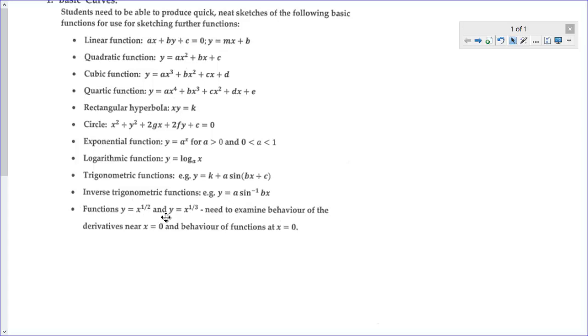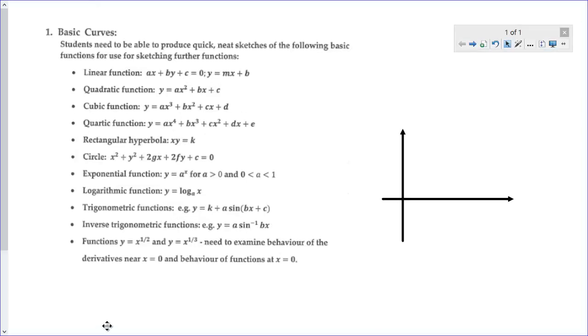Functions of the form y equals 1 over x, y equals x to the power of a half, and y equals x to the power of a third. Now, it's important to know what happens with these graphs as we approach x equals 0. And we're specifically interested in the derivative or the gradient. If you think about the graph of y equals x to the half, that's the inverse of the graph of y equals x squared. So that's the parabola reflected about the line y equals x.